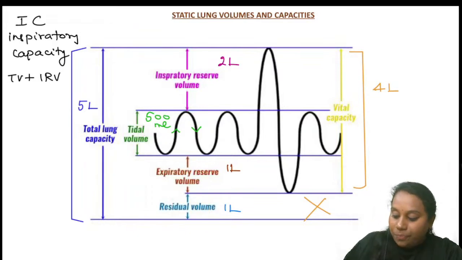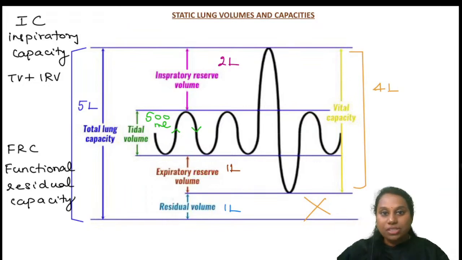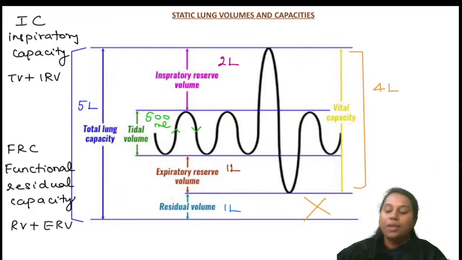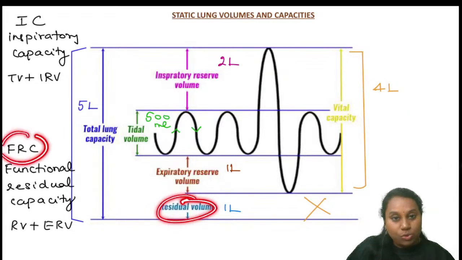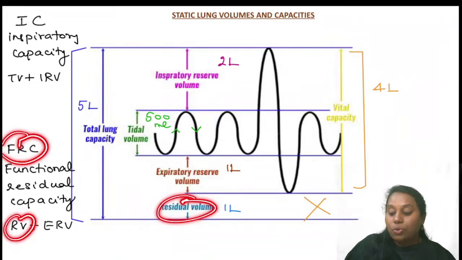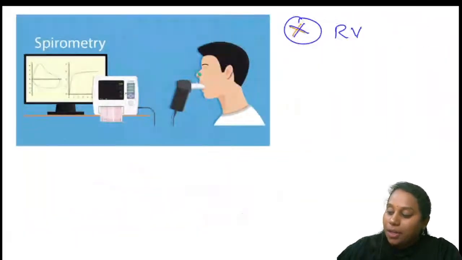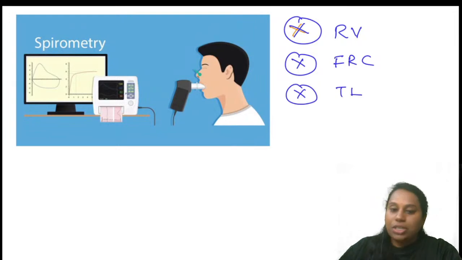There is another capacity, FRC, functional residual capacity. What is functional residual capacity? On the other side, residual volume plus ERV is called FRC. So a spirometry cannot measure residual volume. So a spirometry cannot measure FRC because FRC has residual volume in it. A spirometry cannot measure total lung capacity because total lung capacity also includes residual volume in it. So using a spirometer, you cannot measure residual volume, you cannot measure FRC, you cannot measure TLC.